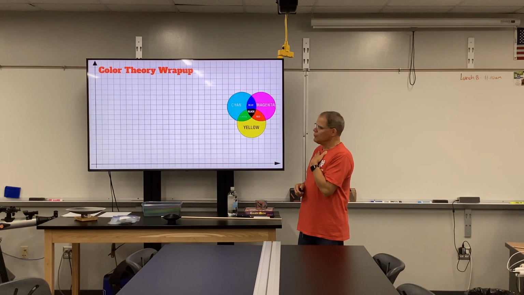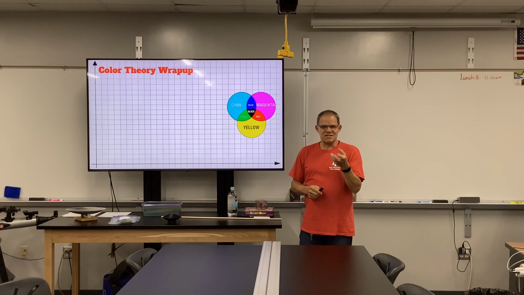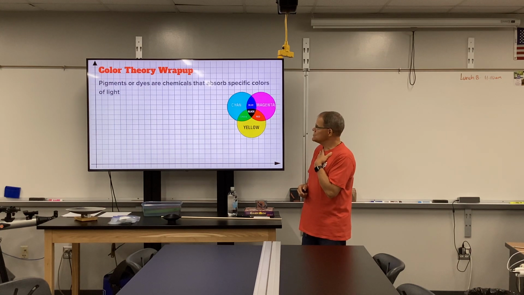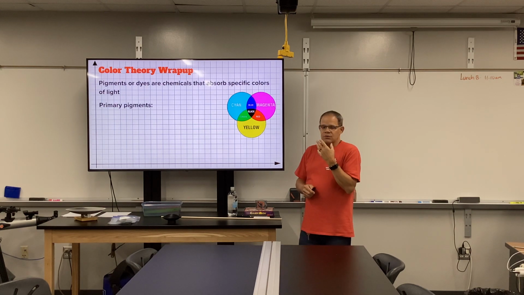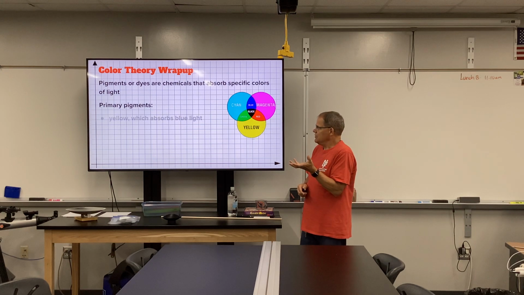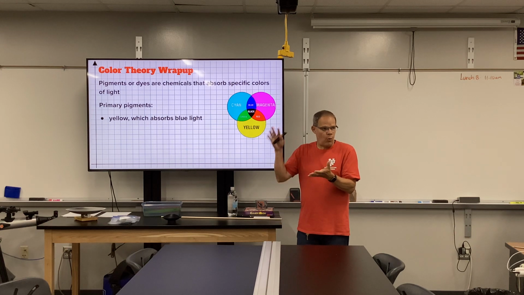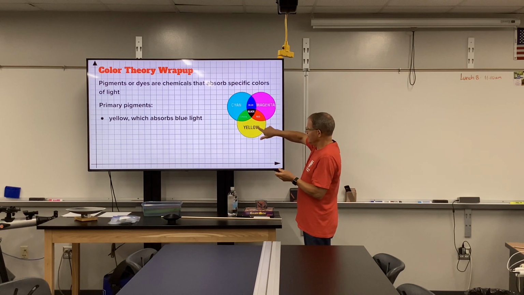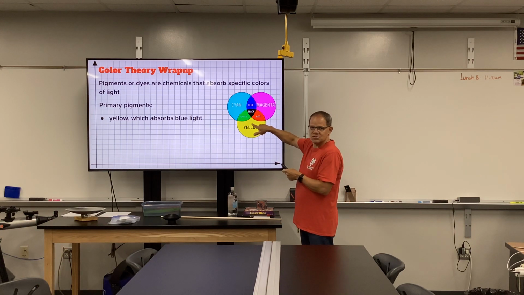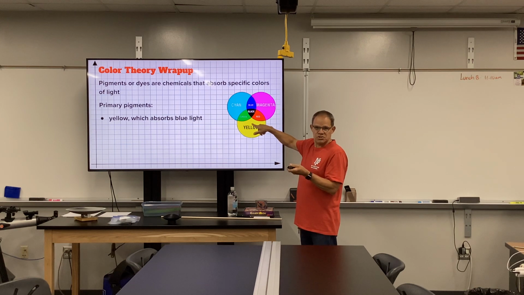But when we talk about pigments or chemicals that selectively remove colors, we have what we call pigments, and yellow is the pigment that absorbs blue. So if I shine white light, and the blue is removed, you will see red and green, which is yellow.